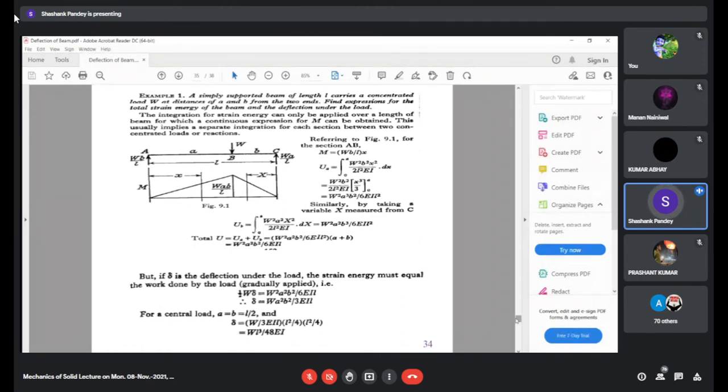It was previously, now we have changed our integration limit from 0 to B, and this will turn out to be W square A square B cube upon 6 EI into L square. Now this total strain energy will be at point, this portion AB and this portion BC. This will be UA plus UB, and this will be W square A square B square upon 6 EI.